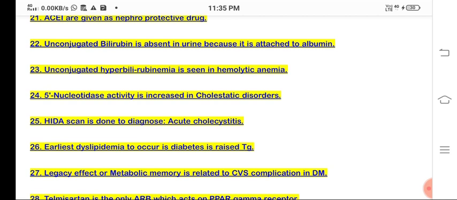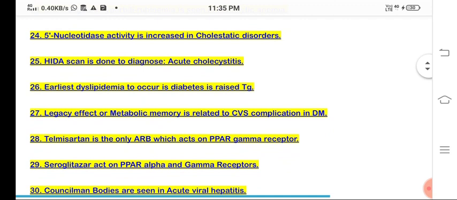Unconjugated hyperbilirubinemia is seen in hemolytic anemia. 5' nucleotidase activity is increased in cholestatic disorders. HIDA scan is done to diagnose acute cholecystitis. So HIDA scan, acute cholecystitis.